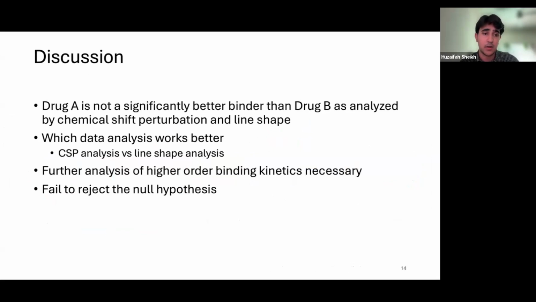Which data analysis works better? CSP analysis and line shape analysis both confirm the same conclusion, as well as previous data, which was showing that there was not replicable change in binding kinetics. So it tells us a lot of information about how to run HSQC and how we can change our experiments in the future to better show binding kinetics, especially higher order binding kinetics, which are in study or need further analysis.